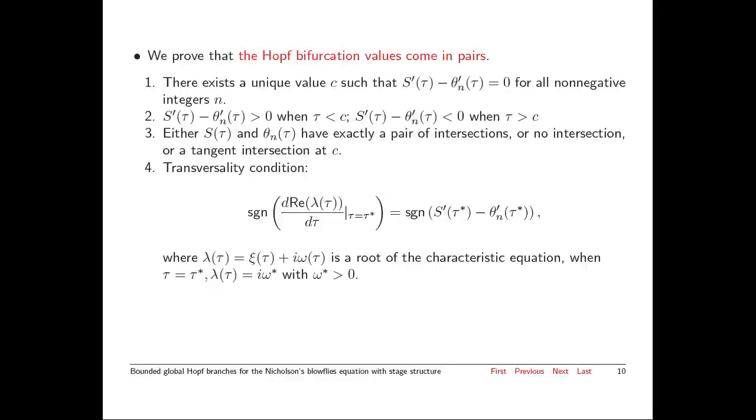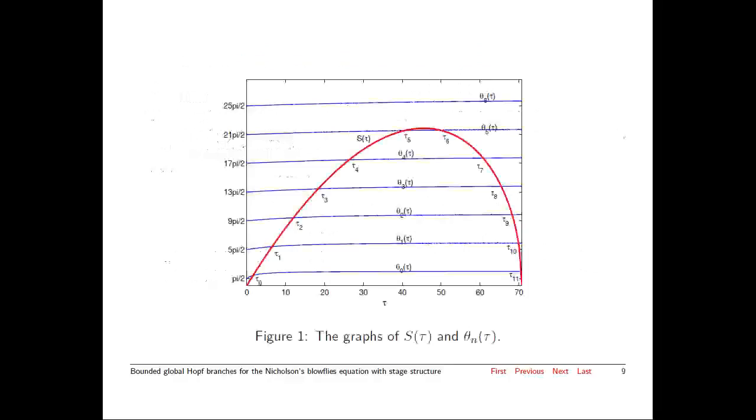It means for the existence of Hopf bifurcation, we have two conditions. The first condition is the existence of a pair of purely imaginary eigenvalues, and the second condition is that the transversality condition holds. So the Hopf bifurcation occurs if and only if S and theta have an exact pair of intersections. So then we obtained this result. We proved that the Hopf bifurcation values come in pairs. As shown in this graph, the Hopf bifurcation values come in pairs.